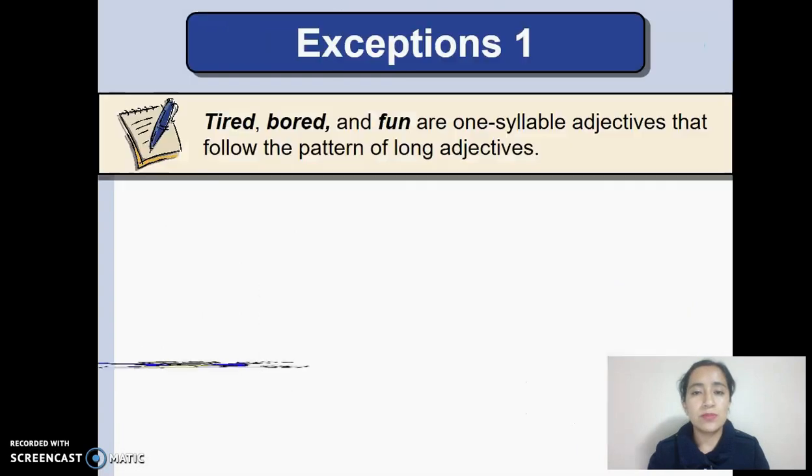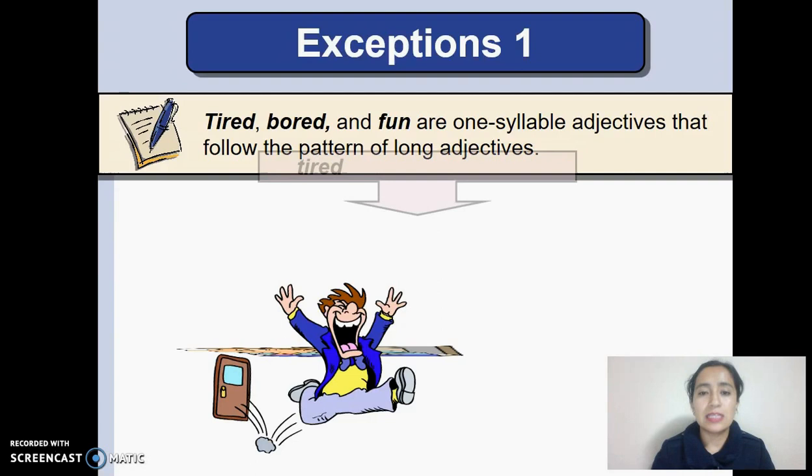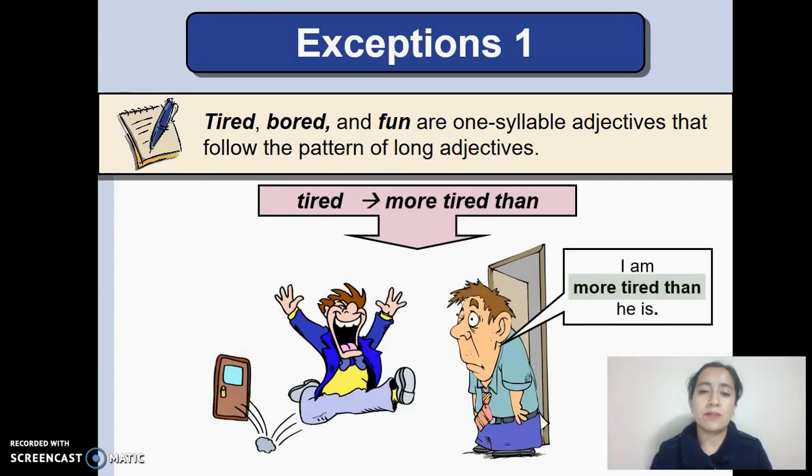So let's move to study some exceptions that we may have with these comparative forms. The adjectives tired, bored, and fun are one-syllable adjectives, but they have a special rule. They follow the pattern of long adjectives, which means that we are going to add the word more to have the comparative form.